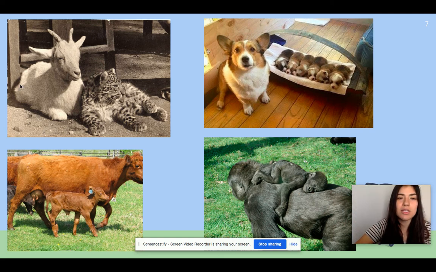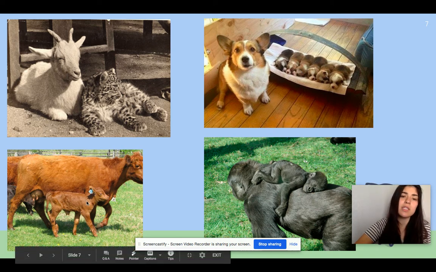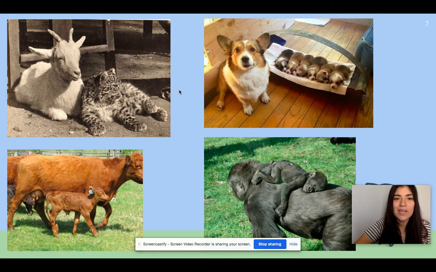We have a goat and this interesting looking cat. Now, why does this picture not belong? We have a dog here and babies, a gorilla here and its baby, and a cow here with its baby. Why doesn't this picture belong? There's too many differences between the goat and the cat. This isn't each other's mom and baby.